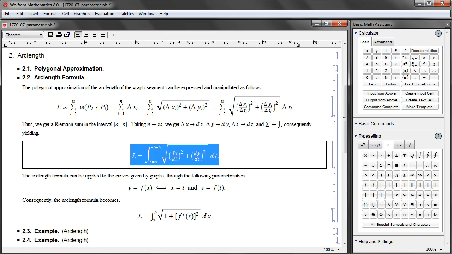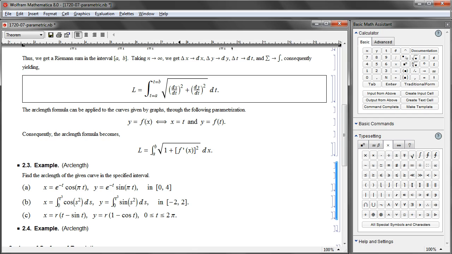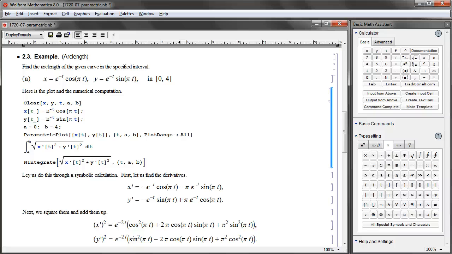Alright, let's study how to use this arc length formula with an example problem, and let's go with the first problem. x equals e to the negative t power times cosine of pi t, y equals e to the negative t power times sine of pi t, where t is moving from 0 to 4, and that can be visualized as follows.